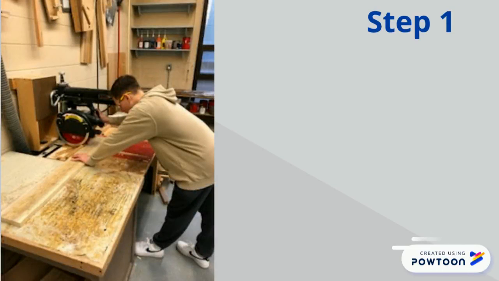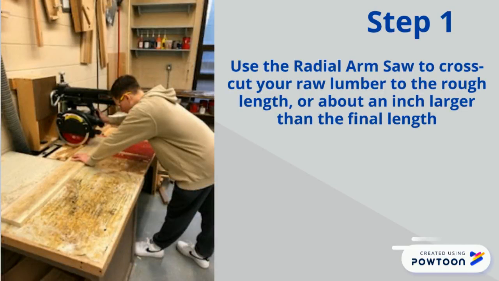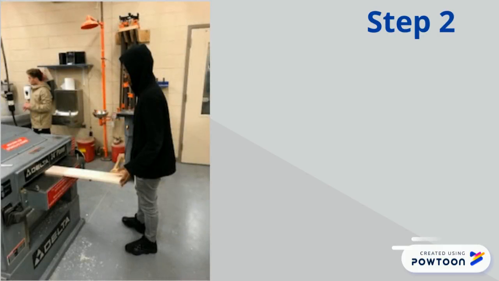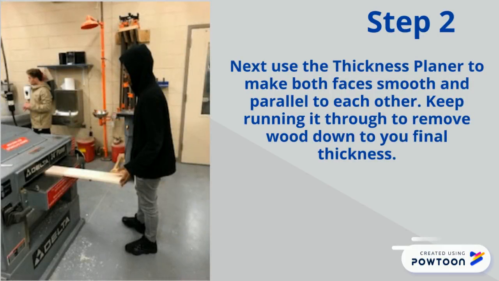The first step is to use the radial arm saw to cross-cut your raw lumber to the rough length, or about 1 inch larger than the final length. Next, you will go to the thickness planer to make both faces smooth and parallel to one another. Keep running your board through to remove wood down to your final thickness.